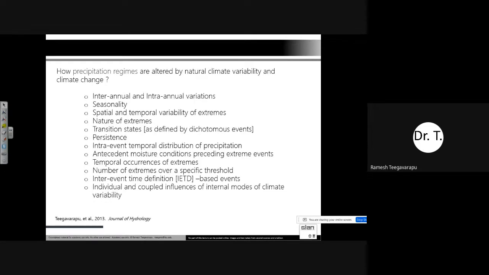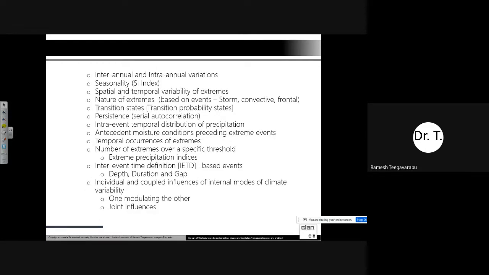So for example, if you're interested in precipitation, obviously you will be looking at seasonality, the persistence, transition states, inter-event temporal distribution of precipitation or intra-event, that is within the storm events. Temporal occurrences, are they occurring at different time intervals? IETD, I'm going to define that, and any other mechanisms by which you can understand the characteristics of the precipitation. You can look at seasonality by the seasonality index, or transition states can be evaluated by transition probability, persistence can be evaluated, nature of extremes can be evaluated, whether storm, convective or frontal systems, and so on.